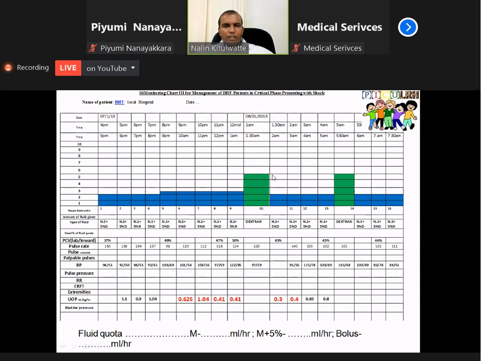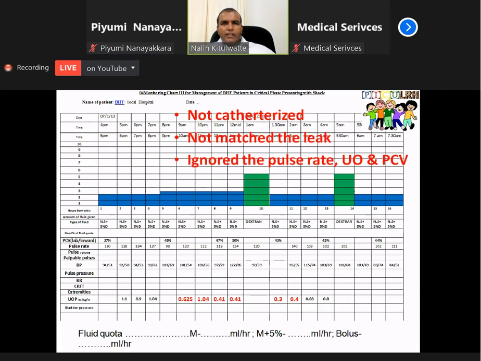So they gave half bolus dextran here, again coming back to 2 ml per kilo. Half bolus dextran again, coming back to 2 ml per kilo again. Now I have told you, if you have more than 4 hours of untreated shock, the outcome is very, very poor. Shock means urine output less than 0.5; we want at least 0.5 ml per kilo of urine. So 1, 2, 3, 4, 5 hours of shock, the outcome is very, very poor. They did not catheterize, did not match the leak, and ignored the pulse rate and urine output.